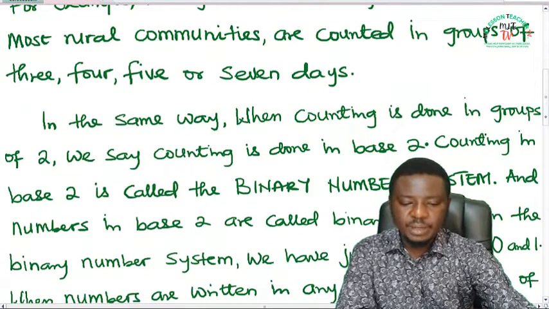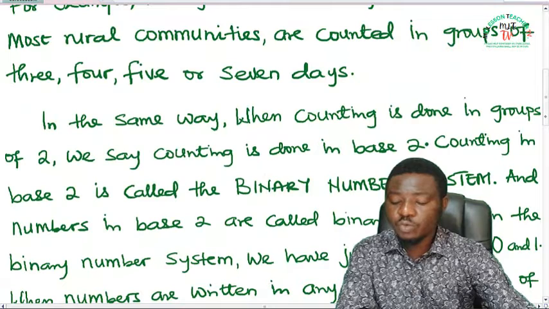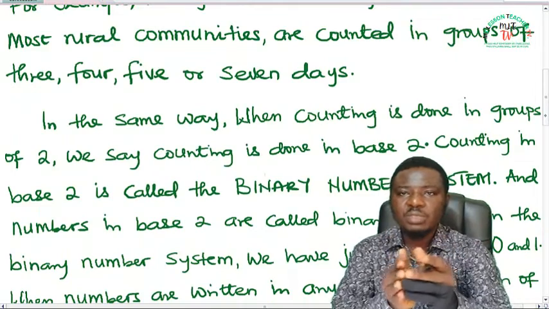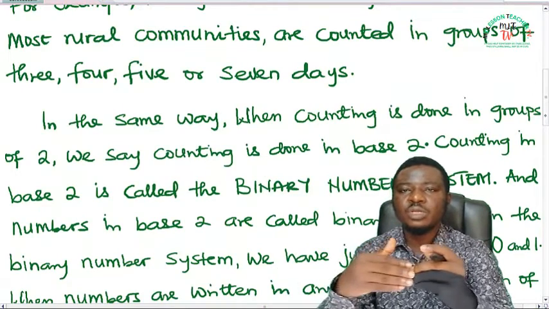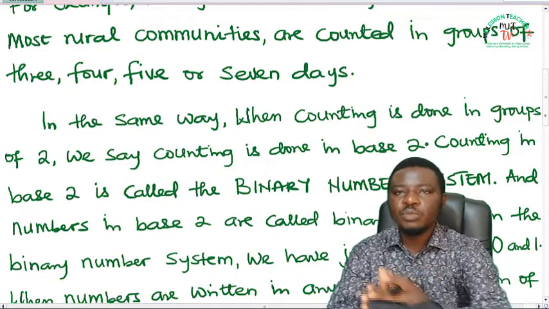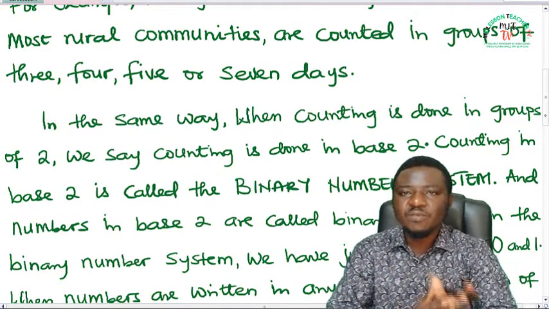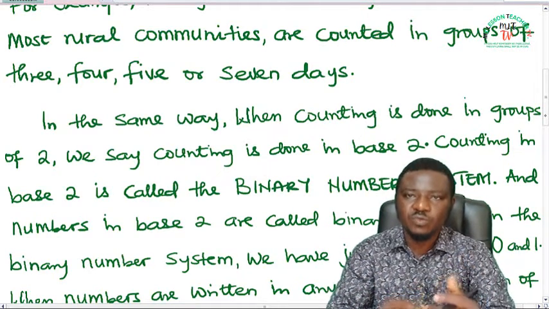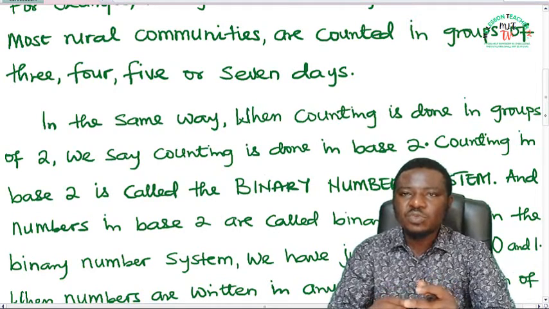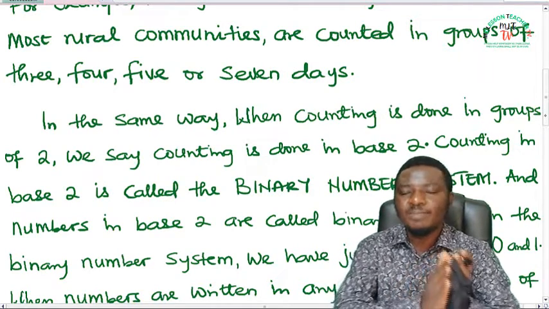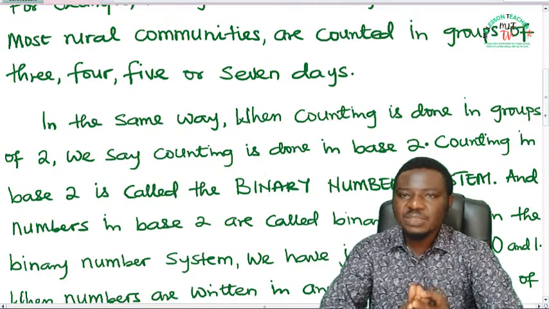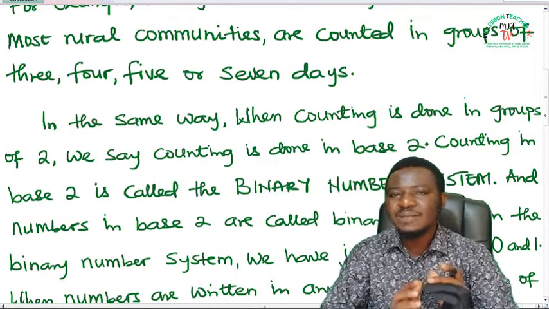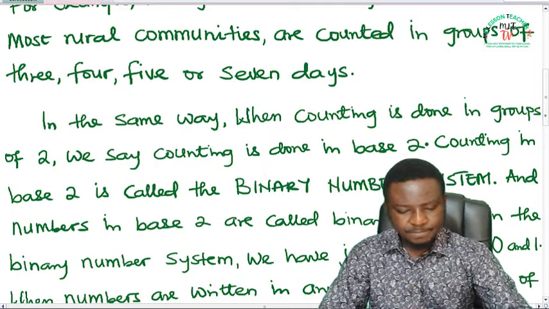In the same way, when counting is done in groups of 2, we say counting is done in base 2. So when you count in group of 3s, we say it is done in base 3. When you count in groups of 4s, we say it is done in base 4. And when it is done in group of 5, we say it is done in base 5, and so on and so forth. So all these are referred to as the various number bases. But for the purpose of this class, we shall be introducing you into the binary number system, which is referred to as the base 2 number system.